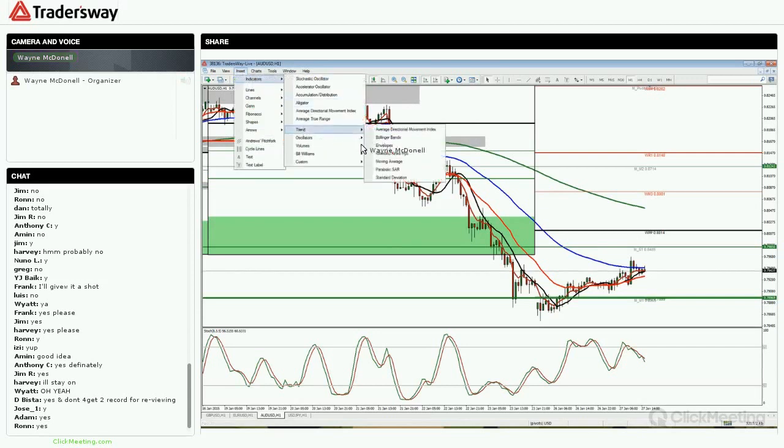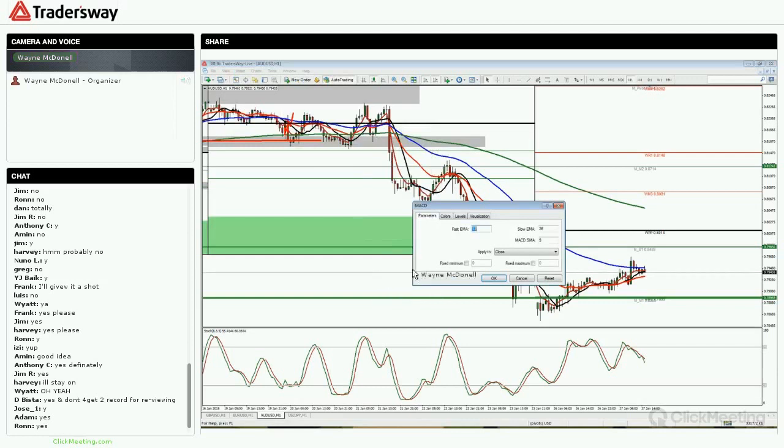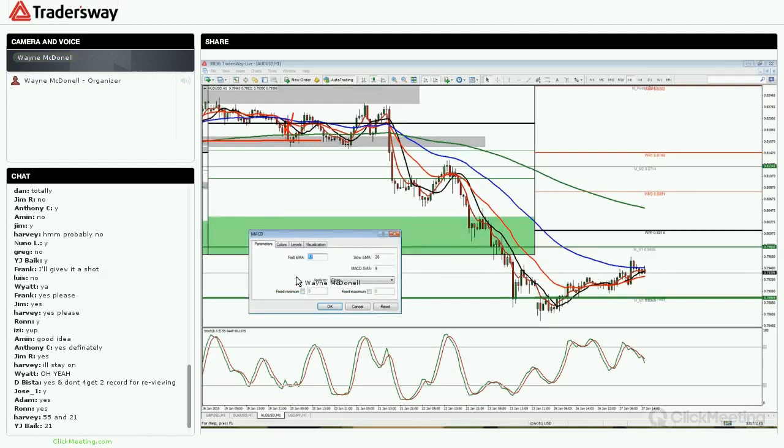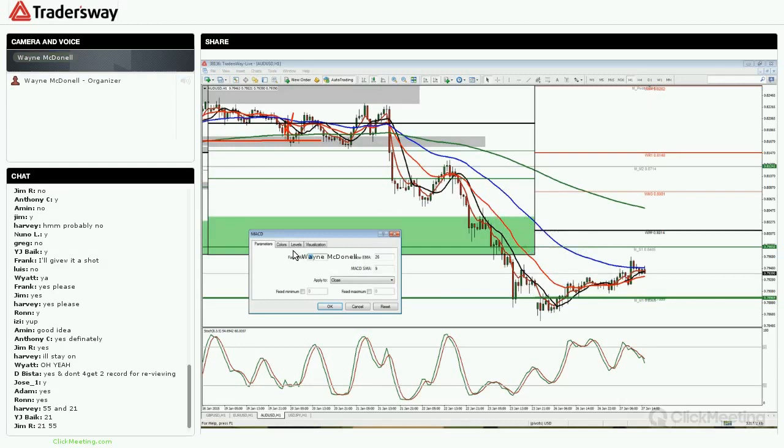Insert, indicators, oscillators, moving average oscillator, MACD. There it is. All right. So what moving averages am I going to measure here to measure the overbought and oversold conditions for the market? What moving averages am I going to input here? Well, I want to measure the 21 and 55, the angle and separation between the 21 and 55. So in the fast EMA, I'm going to put 21. In the slow EMA, I'm going to put 55.